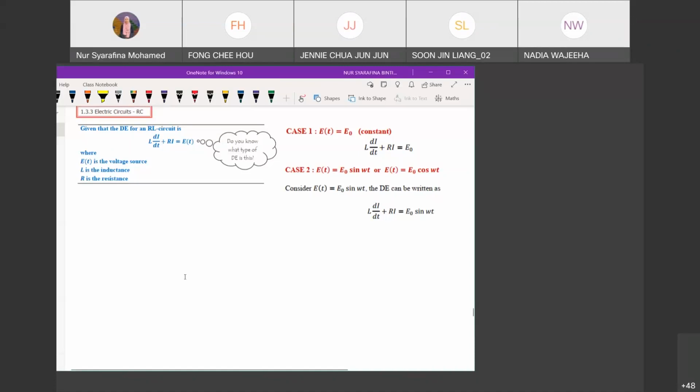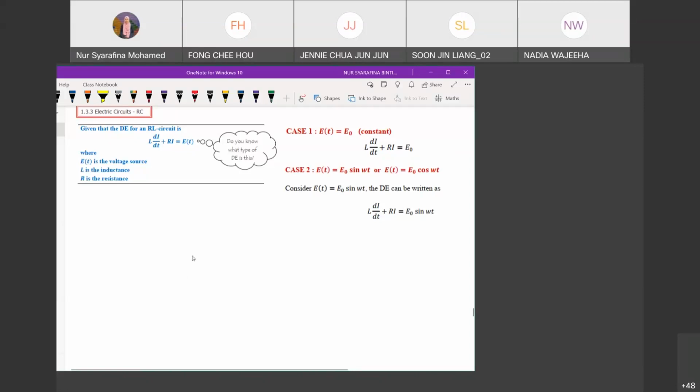All right, so in linear, what is the general form of linear? You should check the coefficient, the function with the dependent variable, right? And then the function on the right hand side. So now you have L di/dt plus Ri equals E(t), where L is your inductance, R is resistance, E is voltage source, okay, and I is current. So we are going to solve this differential equation in order to find the value of I there, okay?